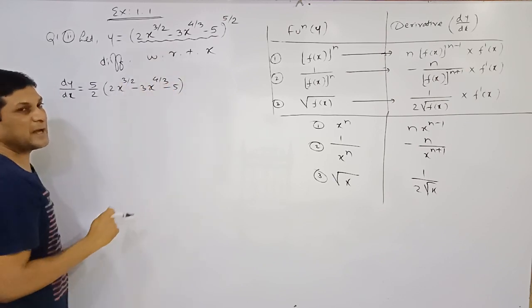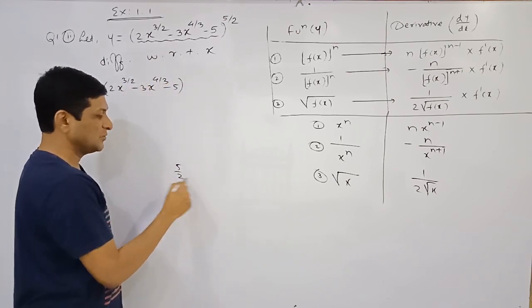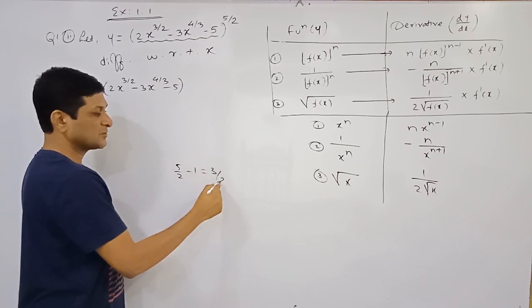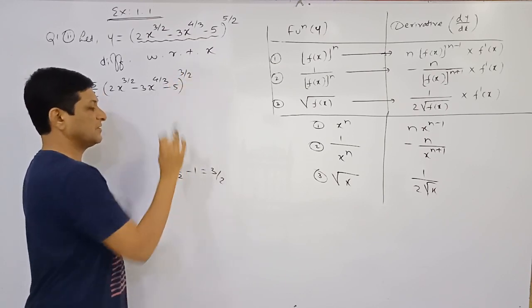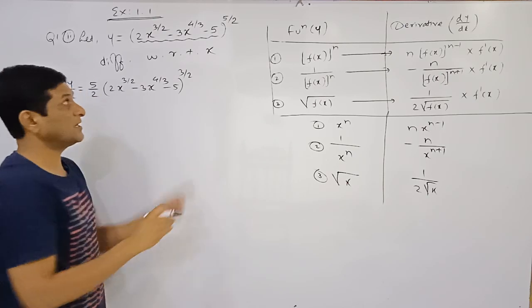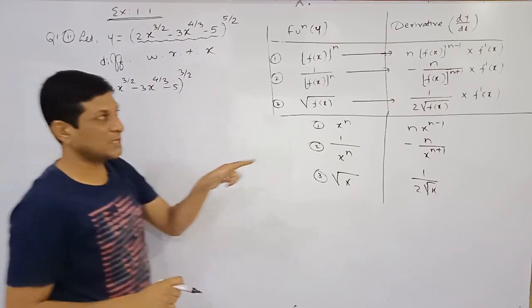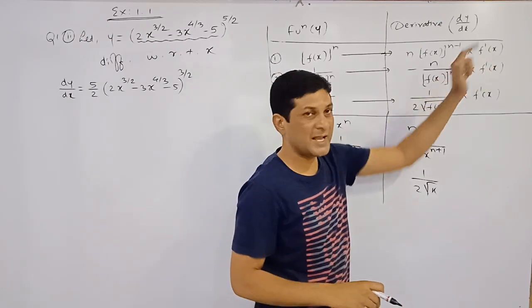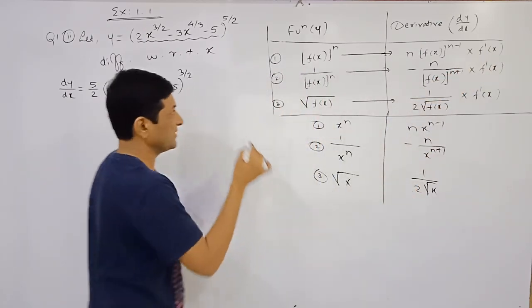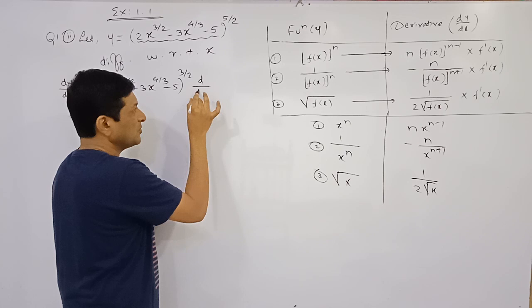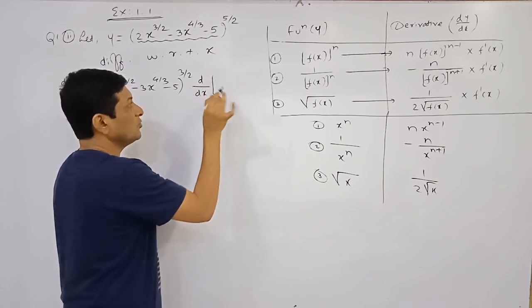If we are decreasing power by 1, 5 by 2 minus 1 will be equal to 3 by 2. So the new power will be 3 by 2. Now we have taken the first power as a coefficient, then decreased its power by 1, into f dash of x. f dash of x means what? The derivative of f of x. So the derivative we denote by d by dx of f of x.